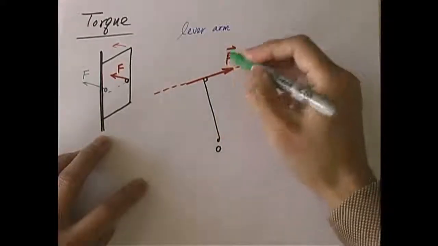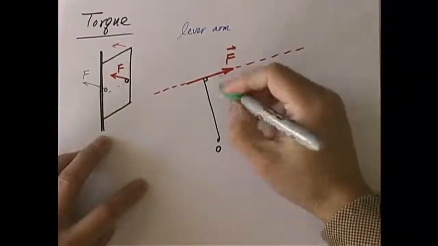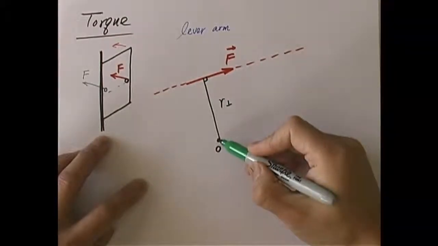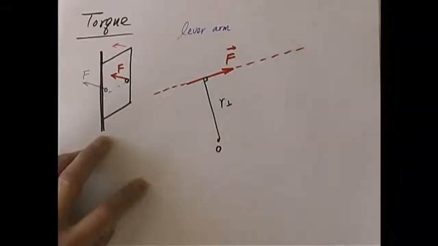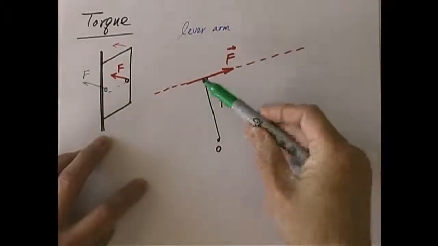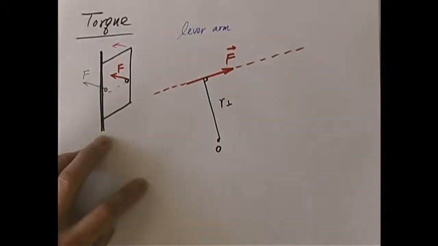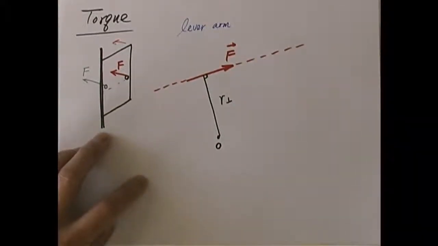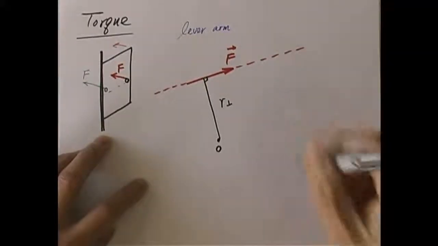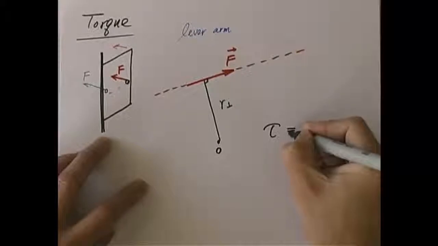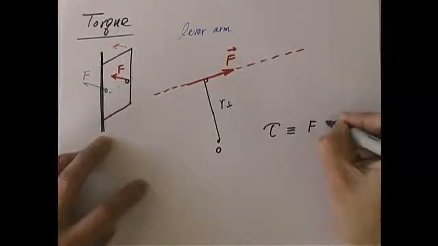That is called a lever arm. The lever arm is the distance between here and there, which is sometimes called R perp. Why perp? Because it's perpendicular to the line of action of the force. Obviously, in terms of the effect of this force causing rotation, the greater the force and the greater the lever arm, the better. So it makes sense to define this quantity tau, which is the product of F and R perp.